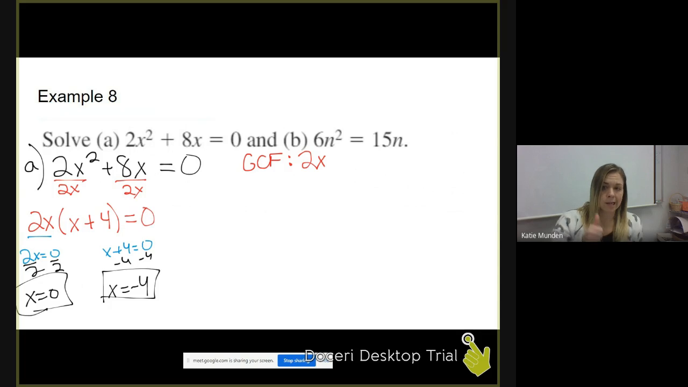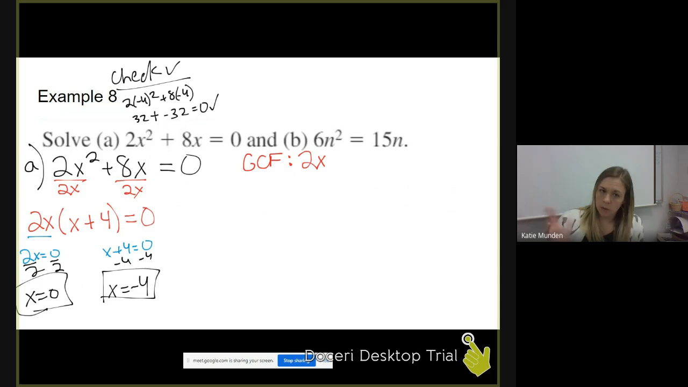The 0 checks out. The negative 4, I'm going to write out because I can't do all that in my head. Plug a negative 4 in. So 2 times negative 4 squared plus 8 times negative 4. Negative 4 squared is positive 16 times 2 is 32. Plus 8 times negative 4 is negative 32. Does that equal 0? It sure does. So check your work. It takes a second and then you know you're right.